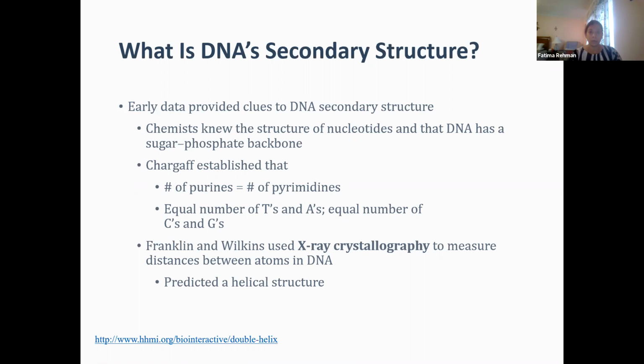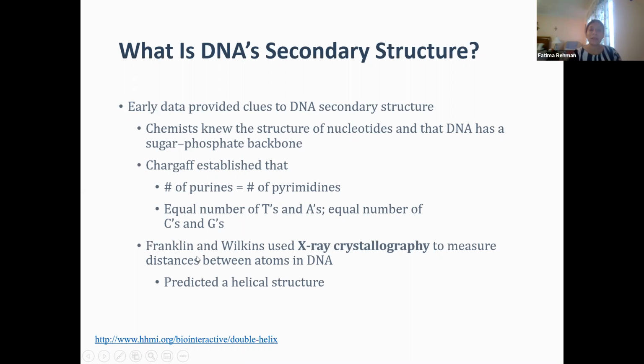Furthermore, he was also able to delineate that if we looked at the individual nucleotides, he always found equal numbers of T's and A's and equal numbers of C's and G's. That was already known by the chemists, but it was not put together as a final structure until we got the Watson and Crick model at the end of the day.